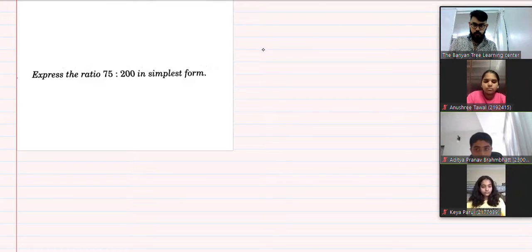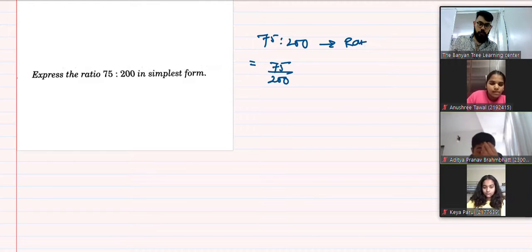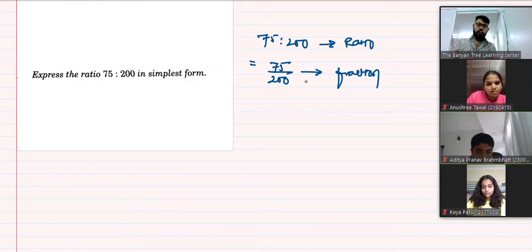Okay, so 75 is to 200. You can write it as 75 upon 200. This is ratio and this is fraction. A ratio can directly be converted into a fraction because a ratio is nothing but a division sign. It is nothing but division. So it can directly be converted into fractional form.